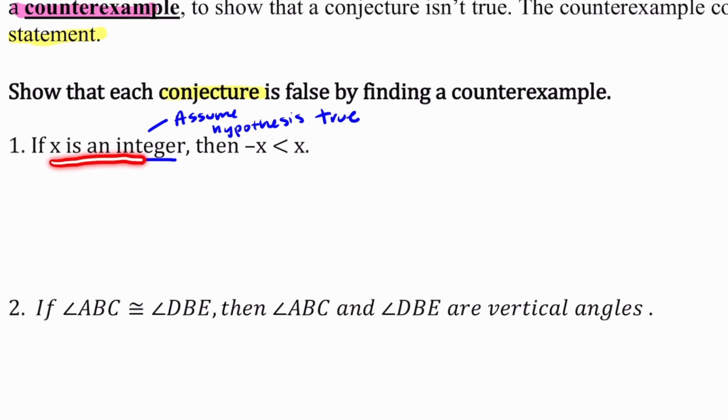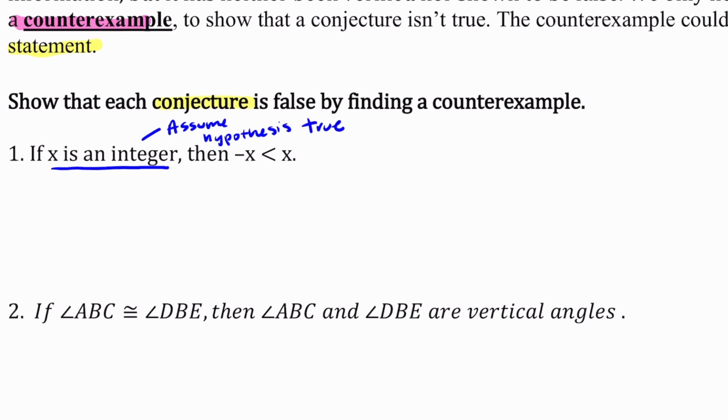Now, since x is an integer, our hypothesis, which we can assume true, means x can only be an integer. It cannot be a fraction, or anything else except an integer. So what are integers, by the way?